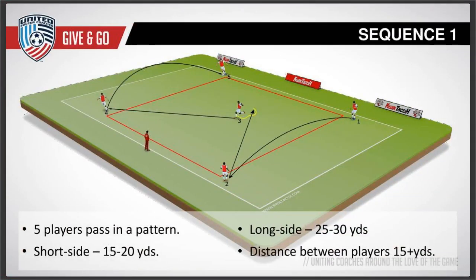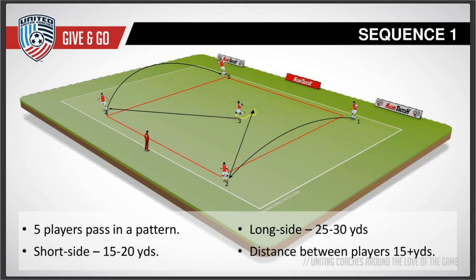The basic setup is 5 players, 4 on the outside and one player on the inside. I've numbered those players 1, 2, 4, and 5 on the outside and number 3 on the inside. And the simple pattern to begin with is a pass down the short side, approximately 15 to 20 yards, depending on the age, of course, and then a pass inside into the middleman. The middleman on receipt of the ball then passes to the other end.